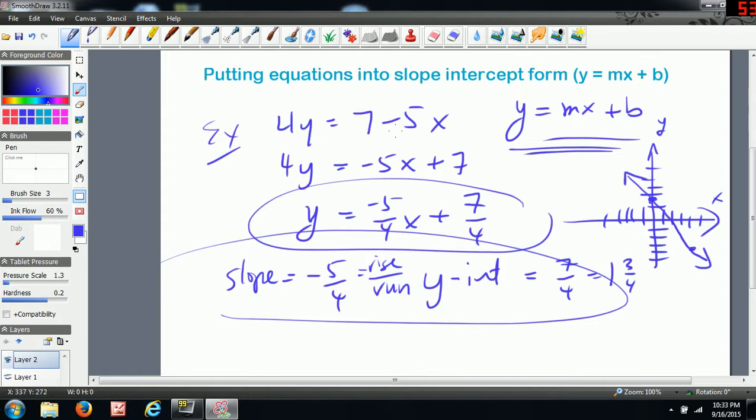Okay? So that's putting equations into slope-intercept form. You always want to solve for y, and you want to rearrange it so your x is first and then the number is second. All right.